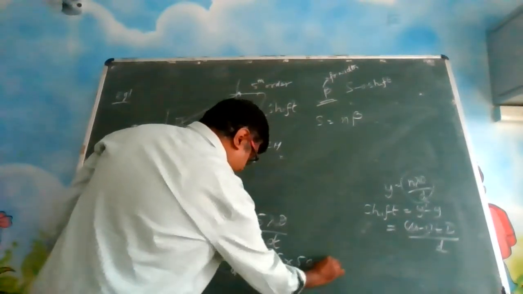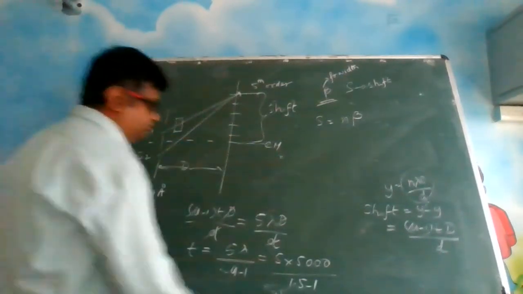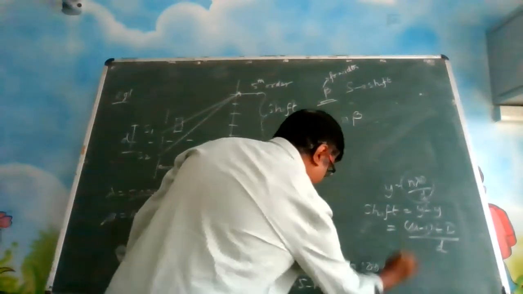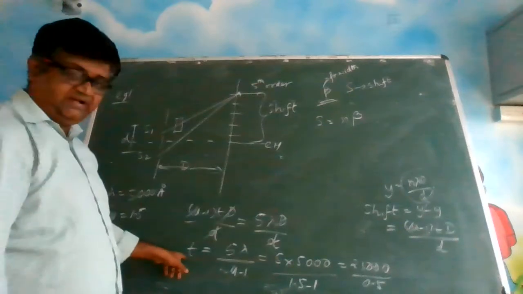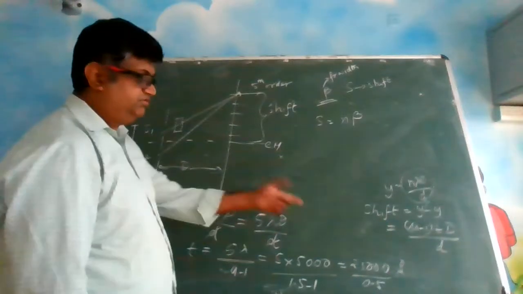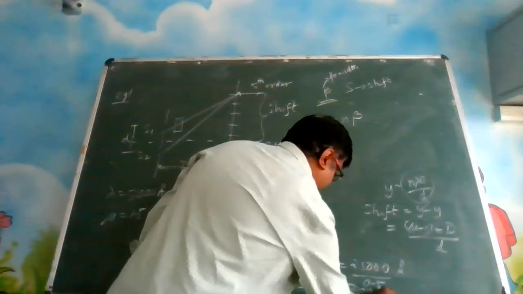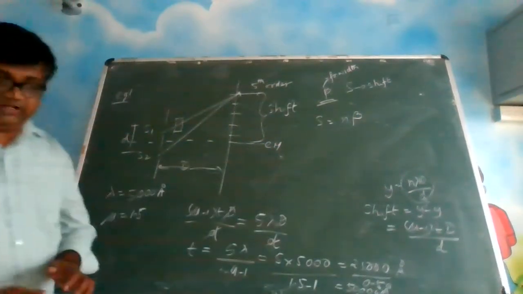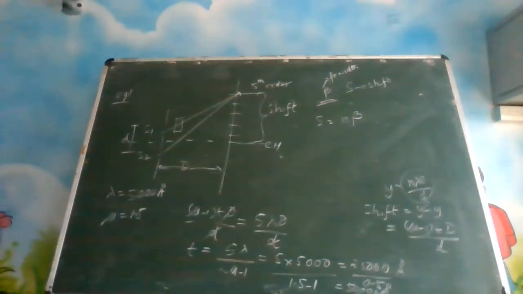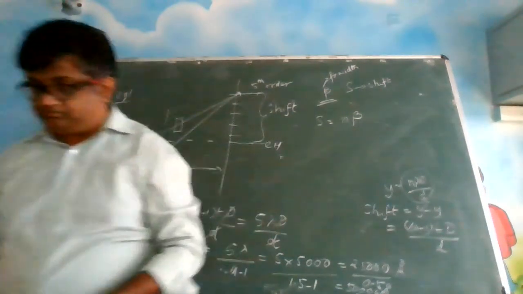5 into 5000 divided by 1.5 minus 1. So it is 25,000 divided by 0.5. This is the thickness. You are getting thickness in which units? Angstroms. So it is 1 by 2, so it is 50,000 angstroms. Angstrom means 10 power minus 10. The main thing is you should understand this concept. Okay? Please note that down.